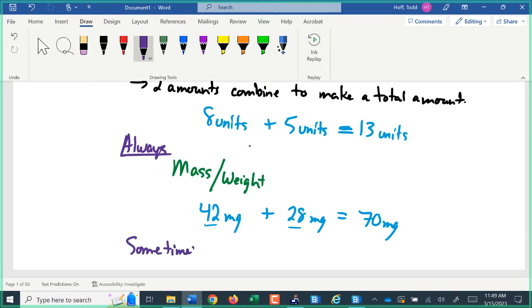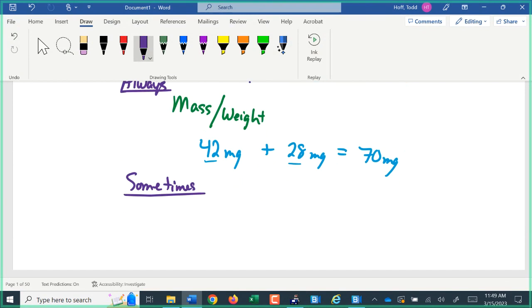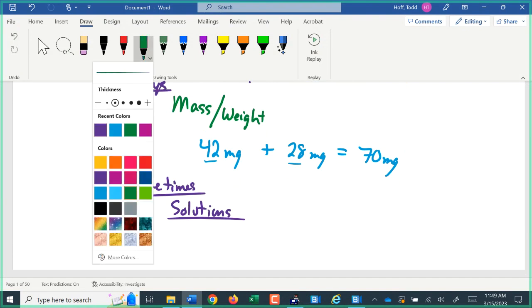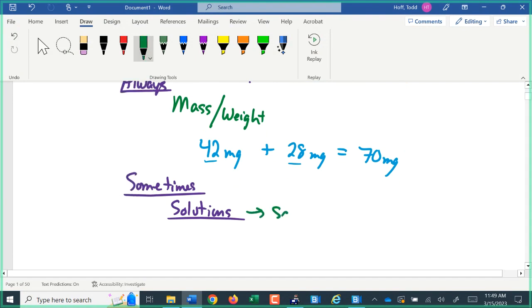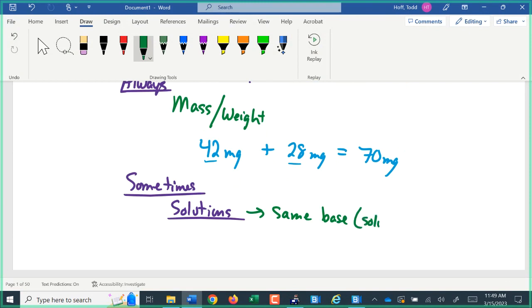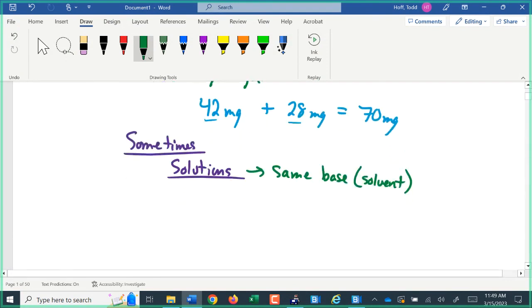Sometimes additive are solutions. And the ones that are additive are solutions that have the same base or same solvent, the chemical term for it. So if we have two alcohol-based solutions, they would be additive. Two water-based solutions, they would be additive.